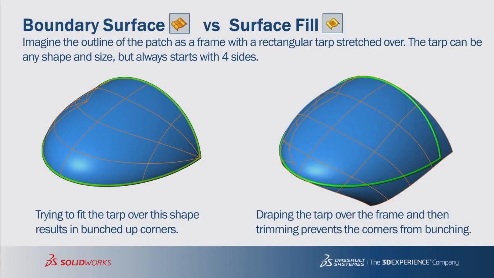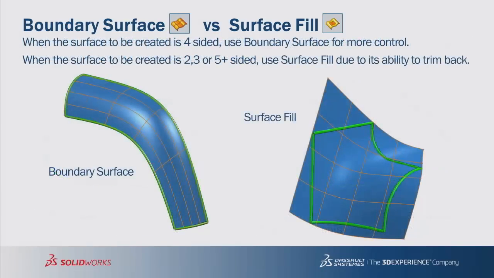So here's an analogy for imagining the difference between boundary surface and surface fill. Imagine the outline of the patch as a frame with a rectangular tarp stretched over it. The tarp can be any shape and size, but it always has to have 4 sides. So trying to fit the tarp into this shape causes it to bunch up. That's that degenerate point that I referred to and what we want to avoid. So draping the tarp over the frame and then kind of tucking it under the edges, that's more what the surface fill is going to do.